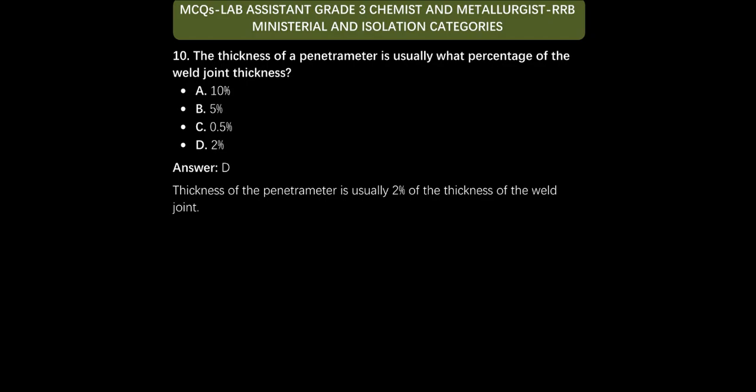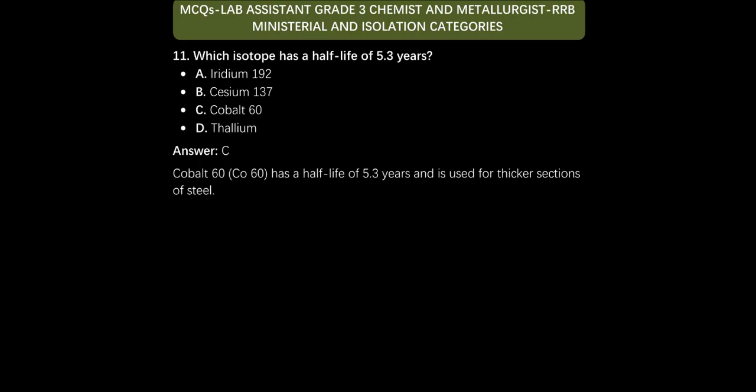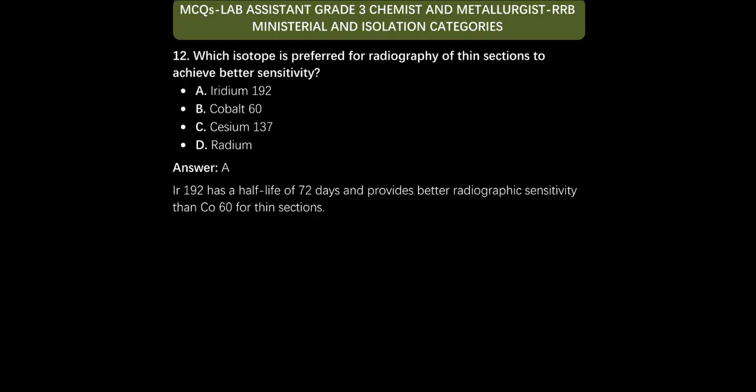The thickness of penetrometer is usually what percent of the weld joint thickness? Option D, 2%. Which isotope has a half-life of 5.3 years? Option C, cobalt 60. Which isotope is preferred for radiograph of thin section to achieve better sensitivity?